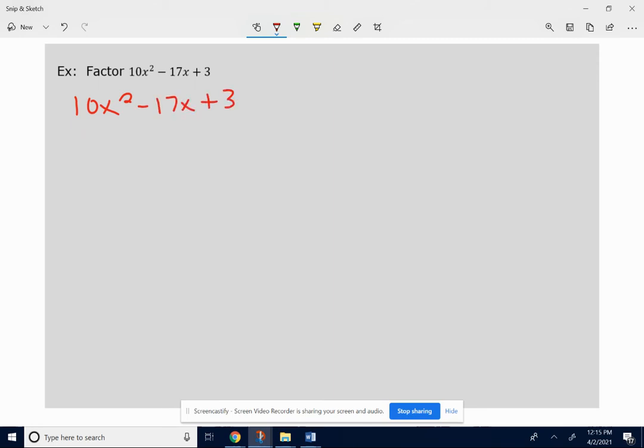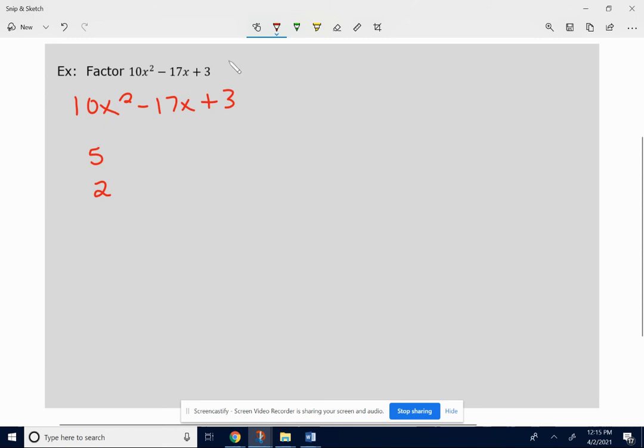Okay, what I'm going to do, I'm just going to look at the 10. I'm going to think about what is a way that I can multiply two different numbers together to give me 10. And I'm going to think of that as 5 and 2. I'm going to write those down just underneath each other like that. It's kind of like I'm underneath my 10 here.